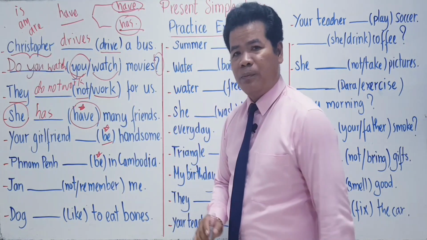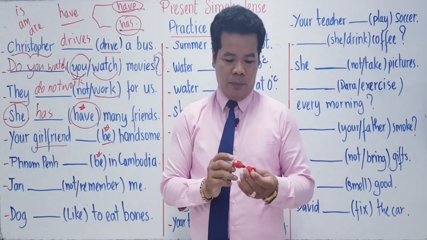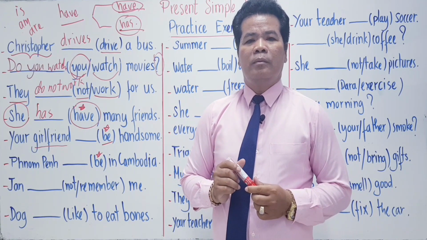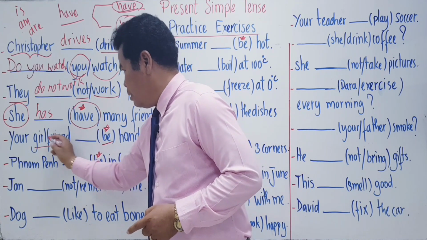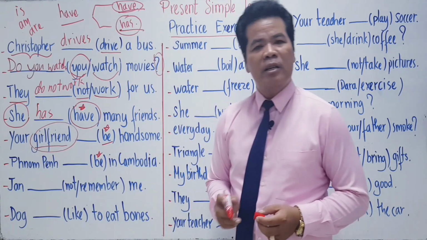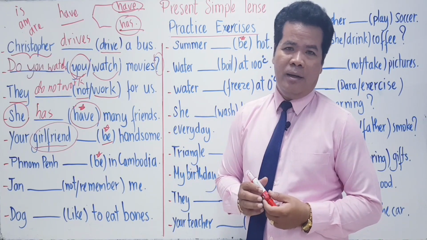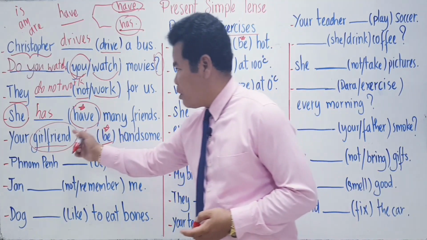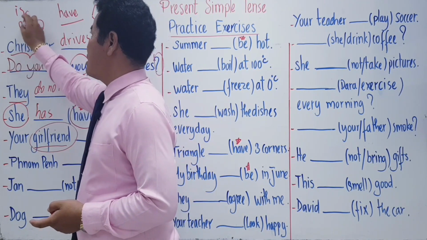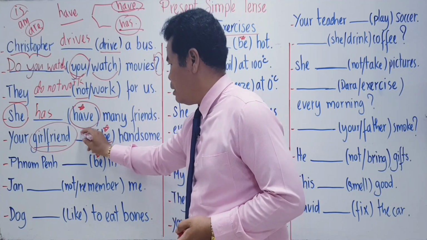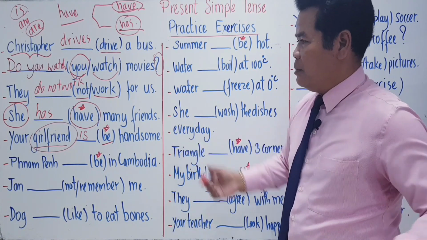Okay, now have a look at the subject. Where is the subject? Girlfriend is the subject. And you have to look at the word girlfriend here. How many girlfriends is that? One girlfriend or two girlfriends? Just one girlfriend. So when we use one girlfriend as a subject, what do you say? Do you use are or do you use is? So is is the correct answer. Your girlfriend is handsome.